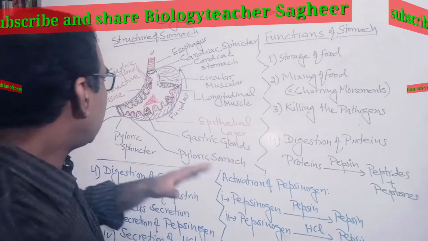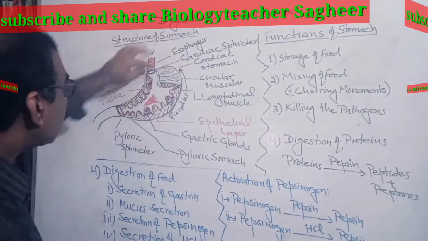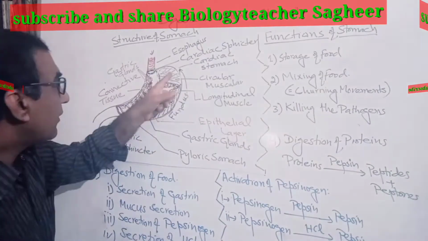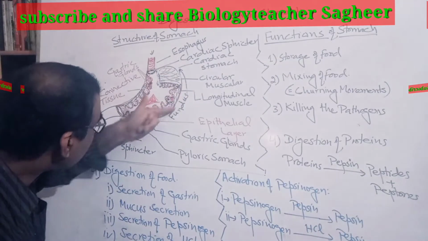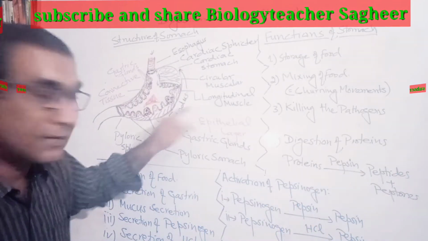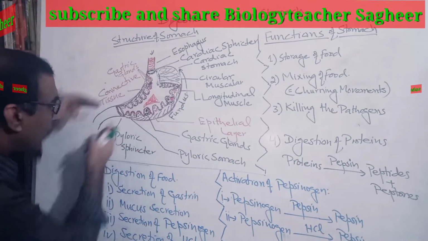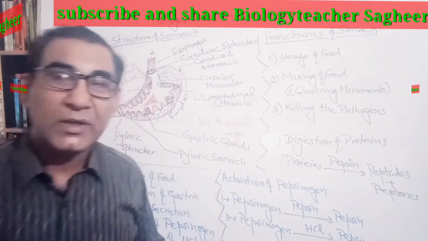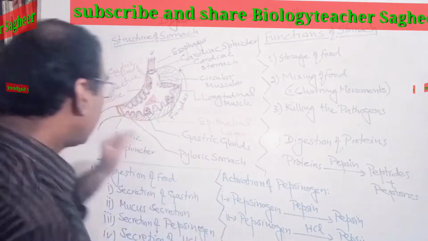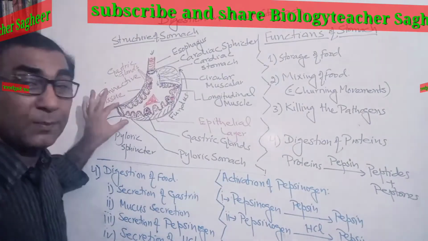Well, if you have understood the structure of the stomach, this hump-like structure is what I have told you people, the cardiac stomach. And then here is what? The fundus. Here is this conical part at the end of the stomach. That is known as what? Pyloric stomach, and it is also known as pylorus.